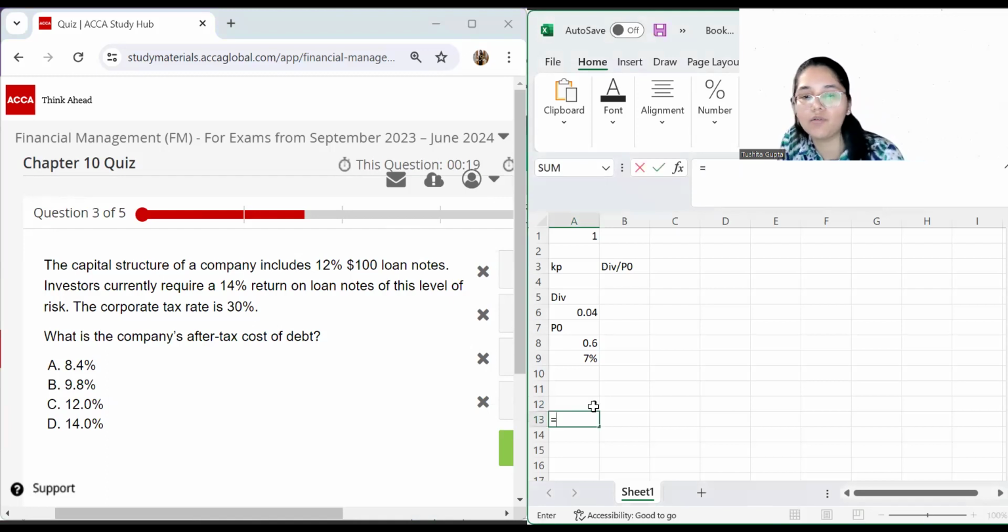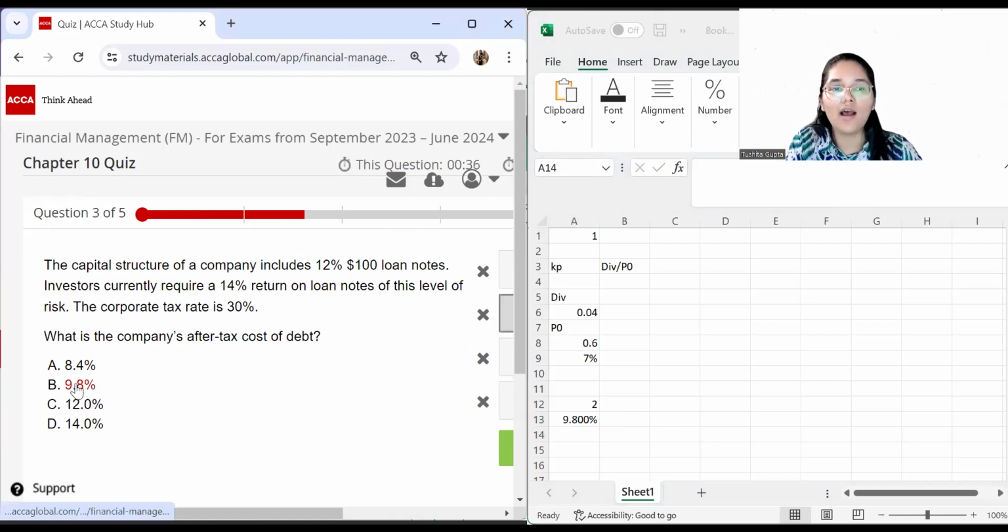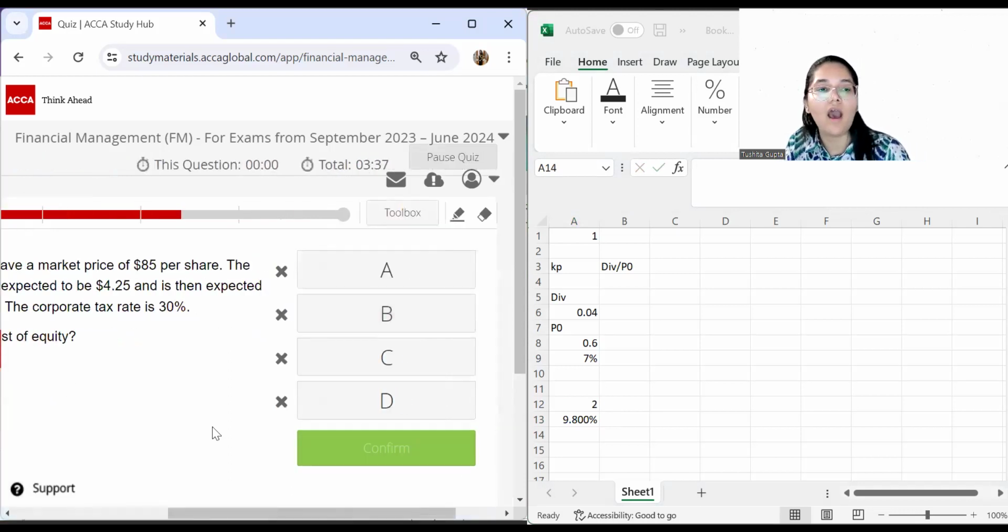Basically, the return which is required by the investors, if you take into 1 minus t with that, then you arrive at the cost to company. So 14% multiplied by 1 minus tax rate, which is 30% over here. You hit enter and 9.8% is what you get. This is your answer, that what is the company's after tax cost of debt. So you can say 9.8% is your answer.